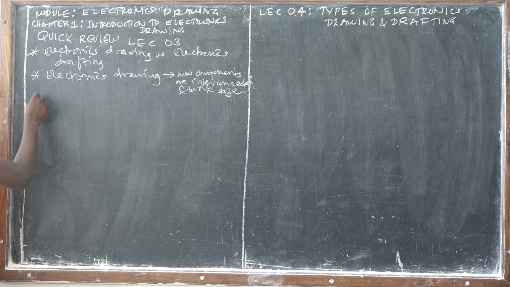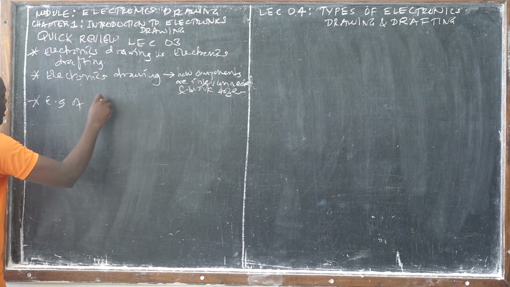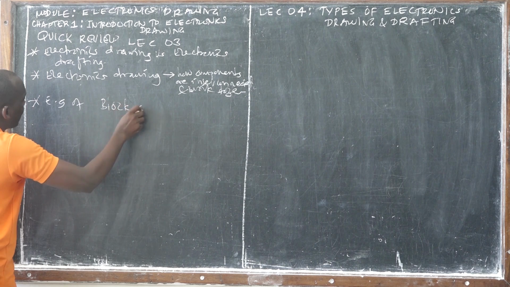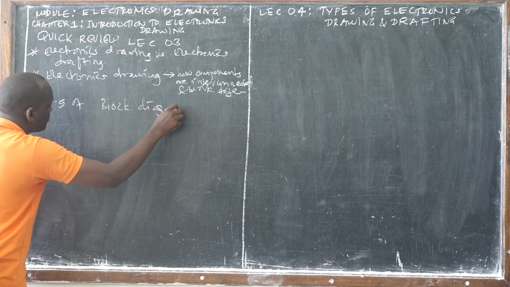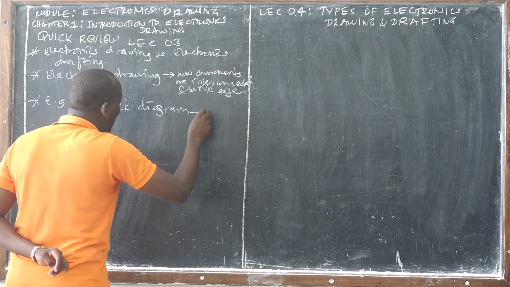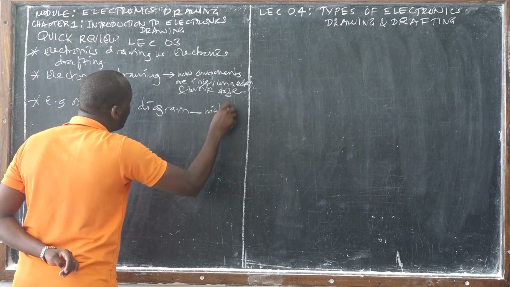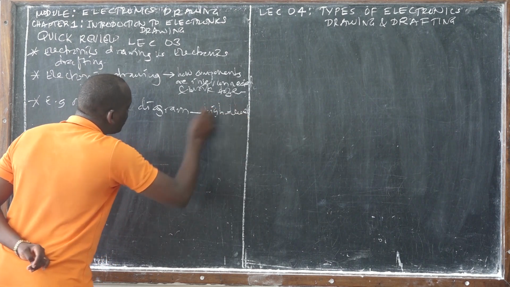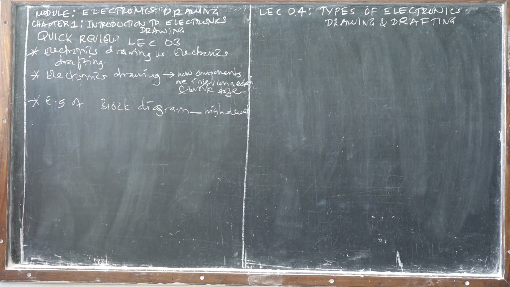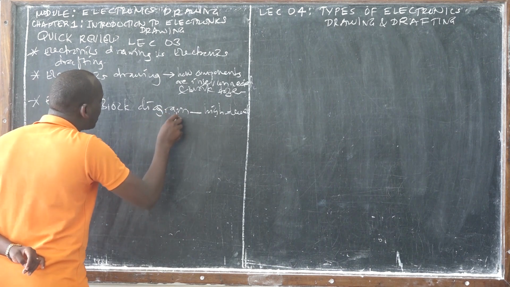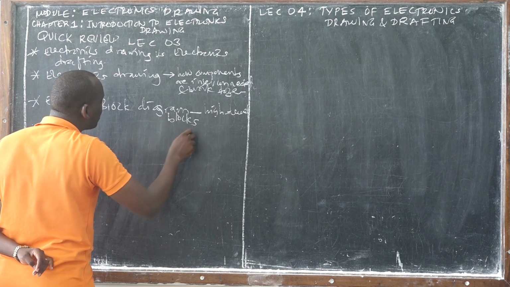Then we said that we have some examples of electronics drawing. The first one was the block diagram. This block diagram is a high-level diagram that uses blocks and what? Block diagrams use blocks and what?